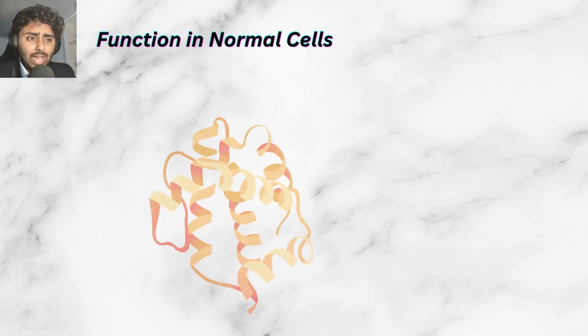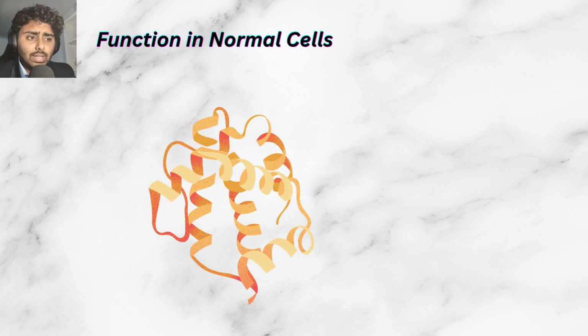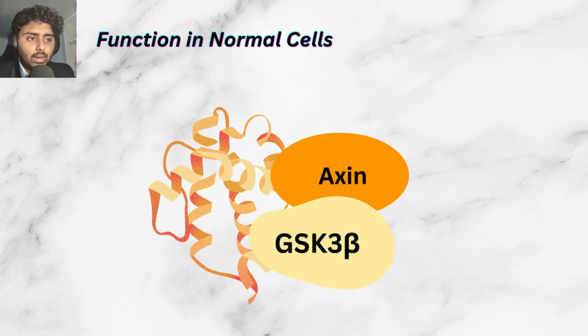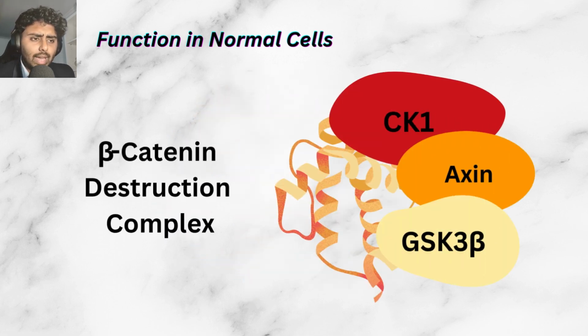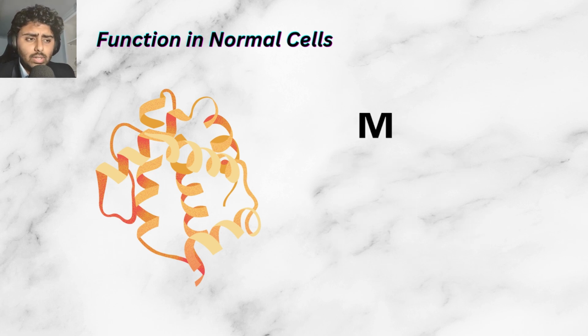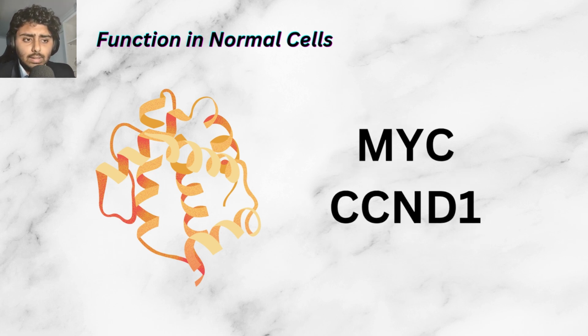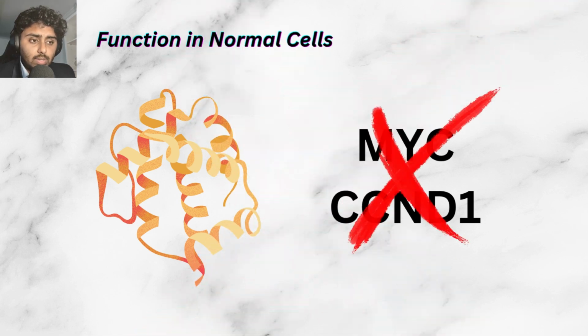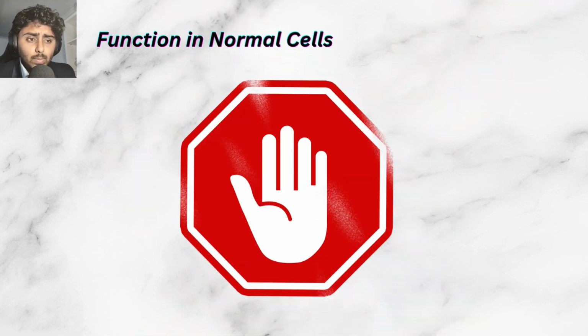When Wnt signals are absent, APC teams up with proteins like axin, GSK3-beta, and CK1 to form what's called the beta-catenin destruction complex. This complex phosphorylates beta-catenin, marking it for ubiquitination and proteasomal degradation. As a result, beta-catenin levels remain low, and the Wnt target genes like MYC, CCND1, and others that promote cell growth stay inactive. In this way, APC acts as a regulator, preventing unnecessary cell division when growth signals aren't present.